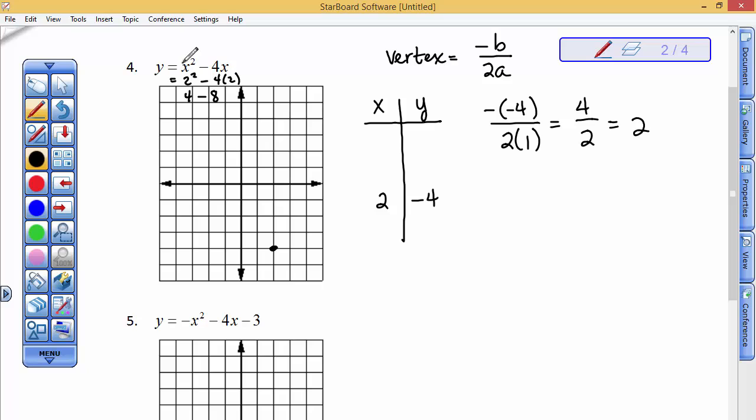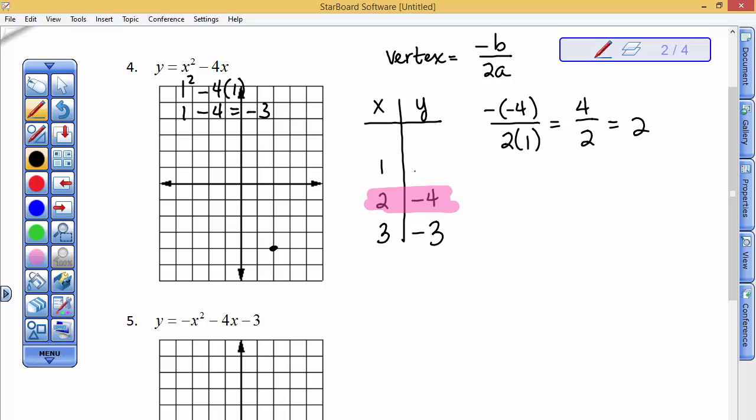So what I might do then is use a 3 and a 1 for x so that I can get either side of the vertex. I sometimes will highlight. I know this is the vertex, so now I'm going to find values on either side. So when x is 3, 3 squared is 9, and 4 times 3 is 12, and 9 minus 12 is a negative 3. Check this out. When x is 1 and I square it, and then 4 times 1 is 4, so 1 minus 4 is a negative 3 again.